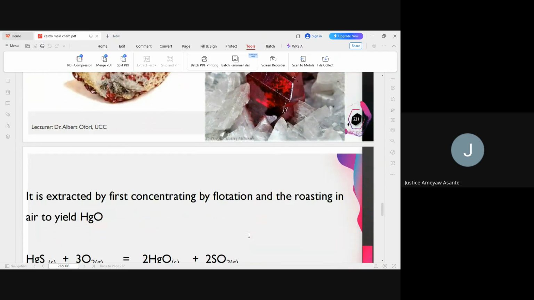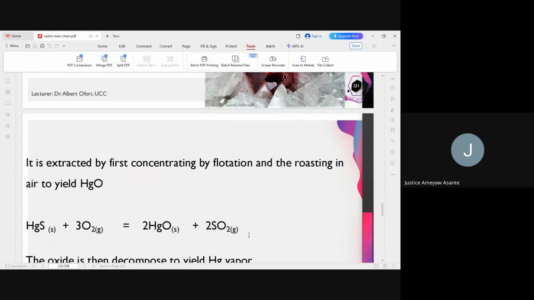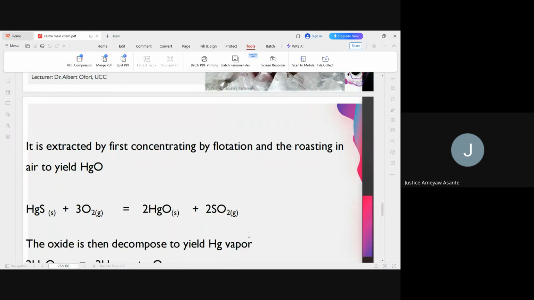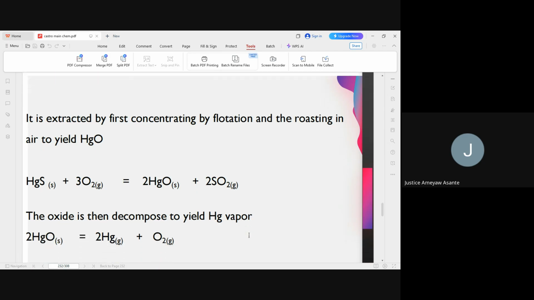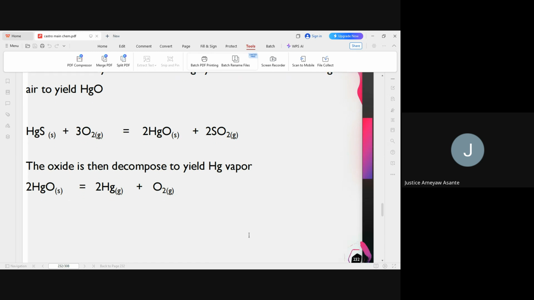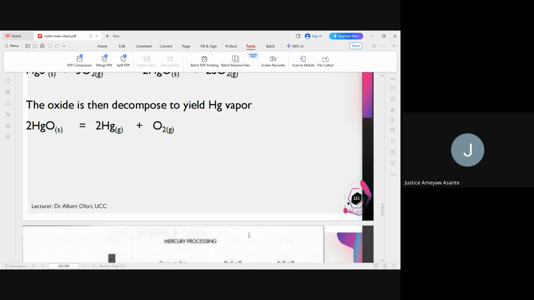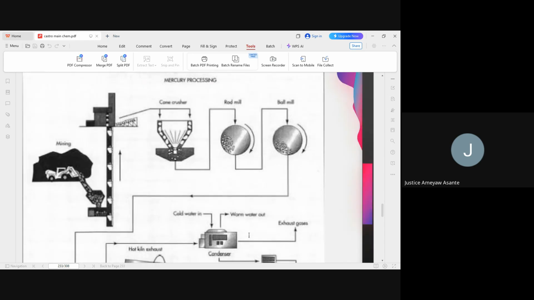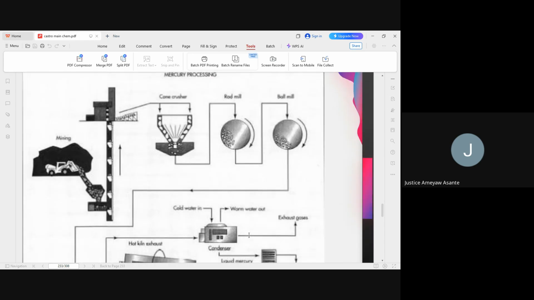It is extracted by first concentrating by flotation and then roasting in air to yield mercury oxide. So mercury sulfide roasted in air will give you mercury oxide. The oxide is then decomposed to yield mercury vapor. And this is how the process is done. This is a machine.